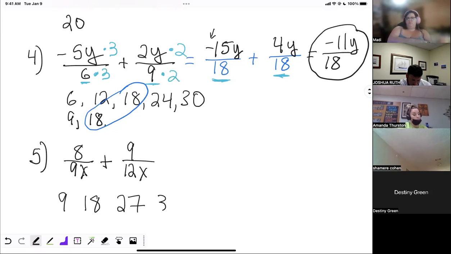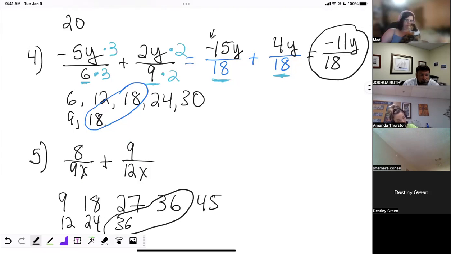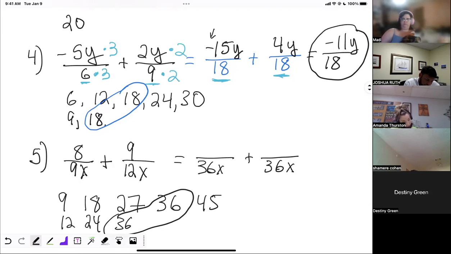27, 36, 45. I'm just doing the multiples: 9 times 1 is 9, 9 times 2 is 18, 9 times 3 is 27. Then I have 12, 24, and 36. So I know my common denominator has to be 36. But because it has an x, it's 36x. The same idea, it's just that we have an x too.